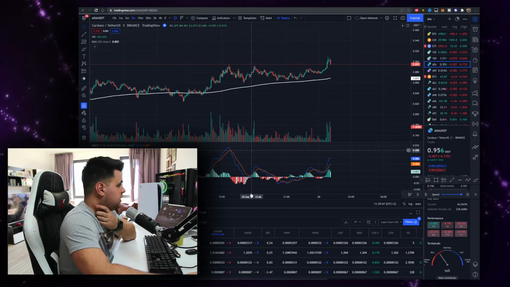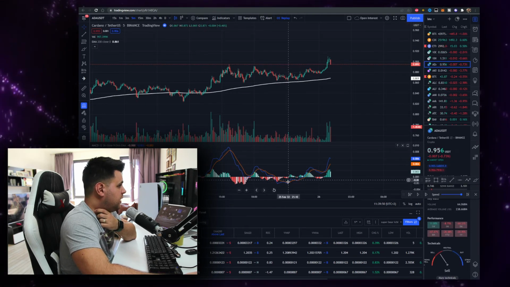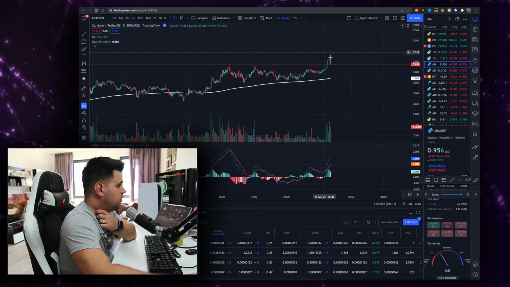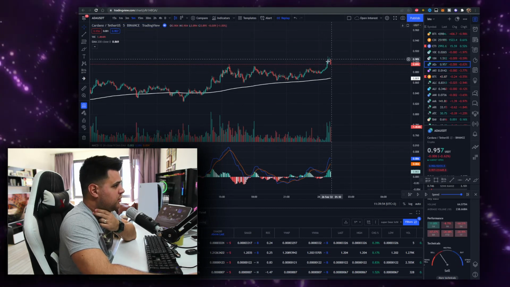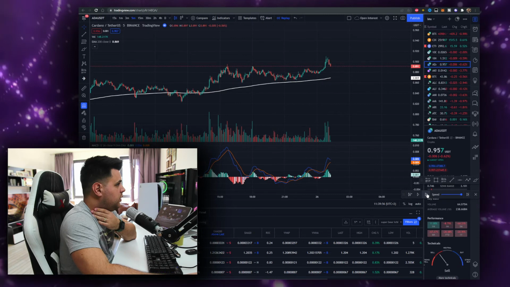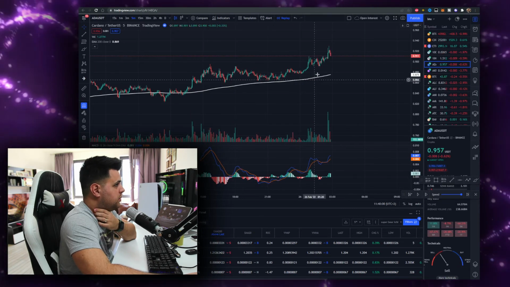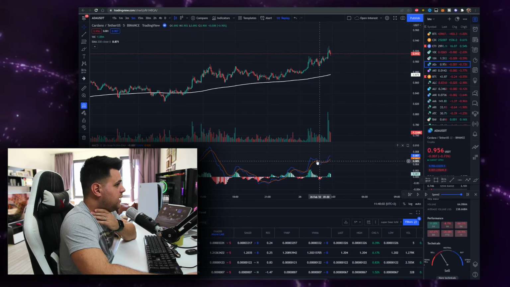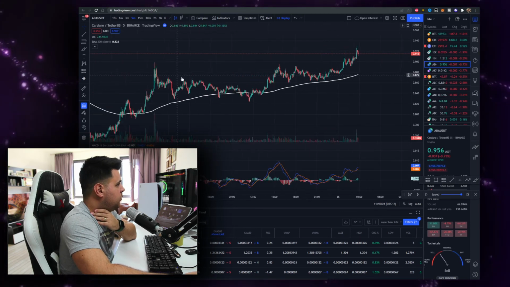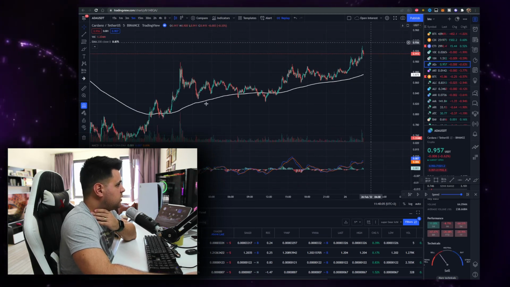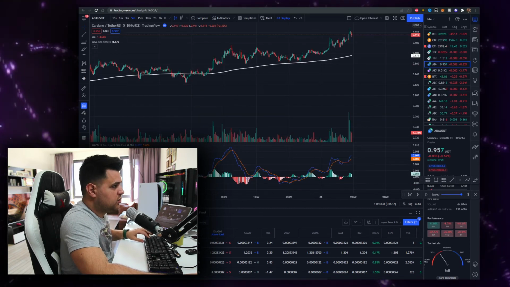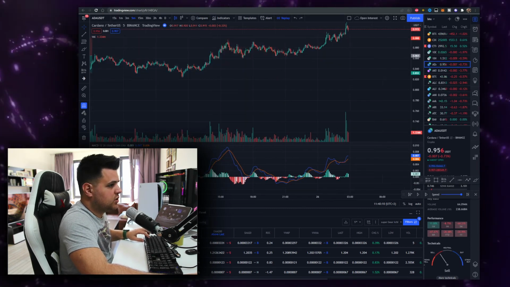So this is a long example. You would long right here at the cross, stop loss here, and target take profit with 1.5. So we would probably hit it here. If not, let's see how this plays out. Probably with this pump. Yeah, definitely with this pump. And you can actually sell here with the MACD cross, or when it crosses a little bit before that. So this is how you can do the MACD strategy.